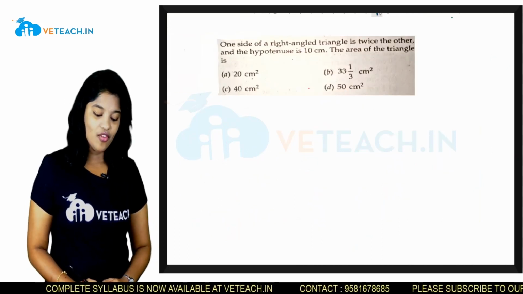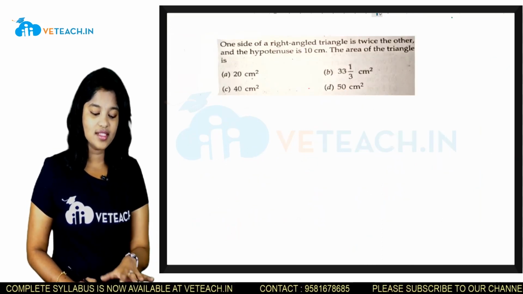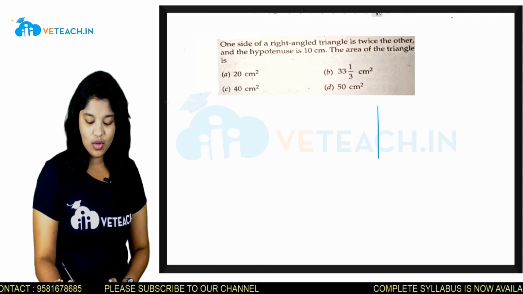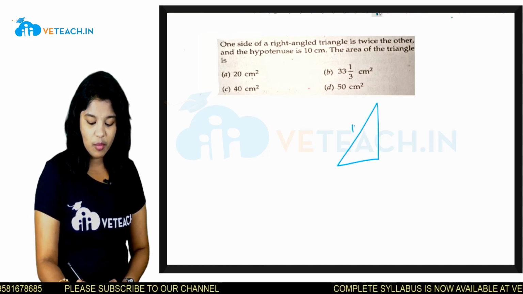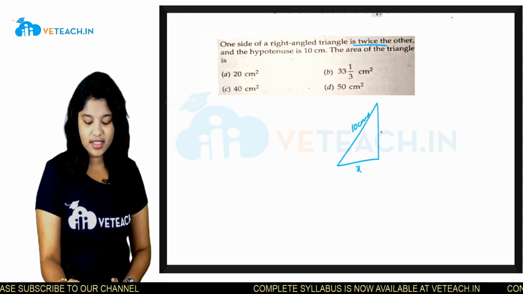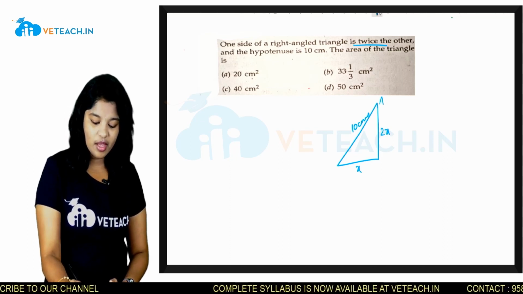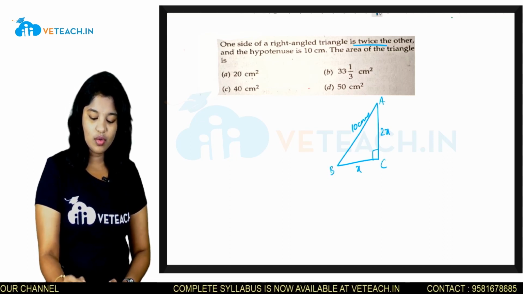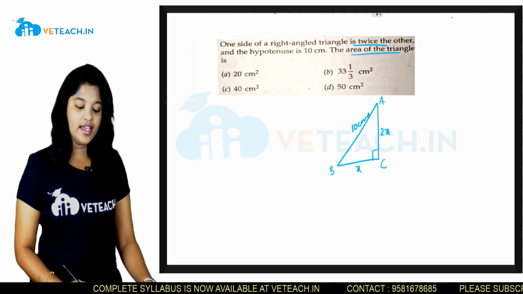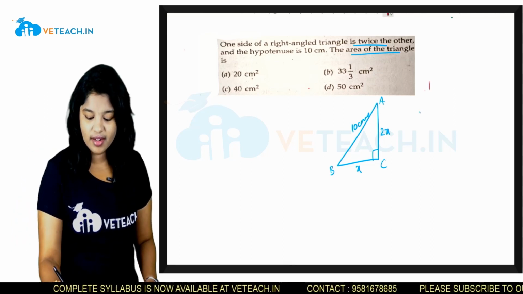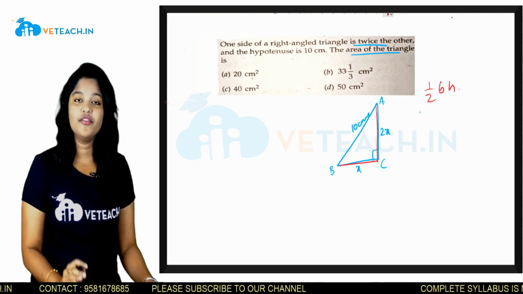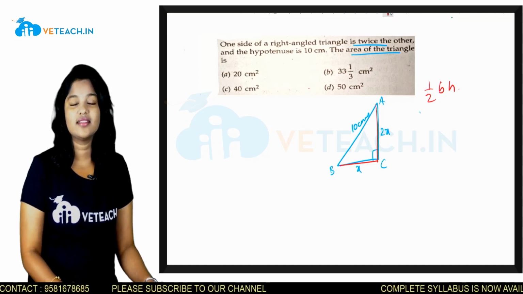See the next problem. One side of a right angle triangle is twice the other and the hypotenuse is 10 centimeters. Find the area of the triangle. So there is a right angle triangle whose hypotenuse is 10 centimeters and one side is twice the other. Let it be x and the other 2x. So ABC is a right angle triangle. They asked us to find the area of the triangle. The area formula is half base into height. That means base is BC and height is AC. So if we find the value of x, we can easily calculate the area of the triangle.